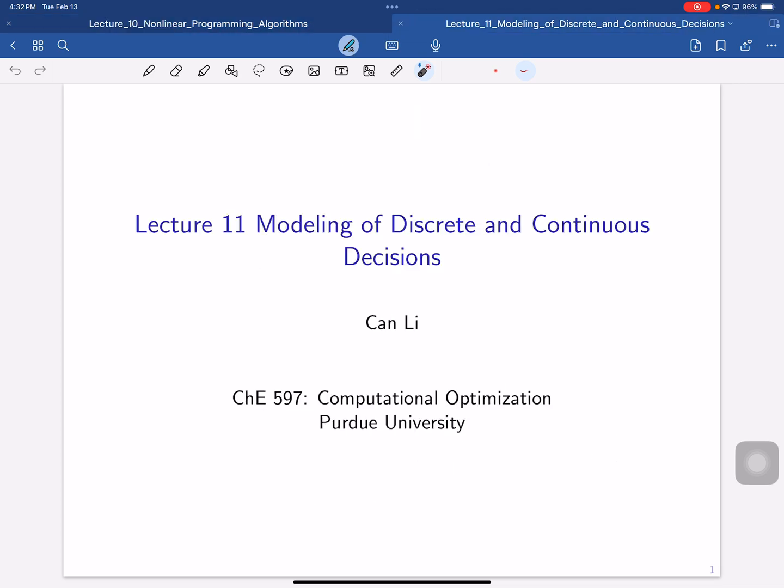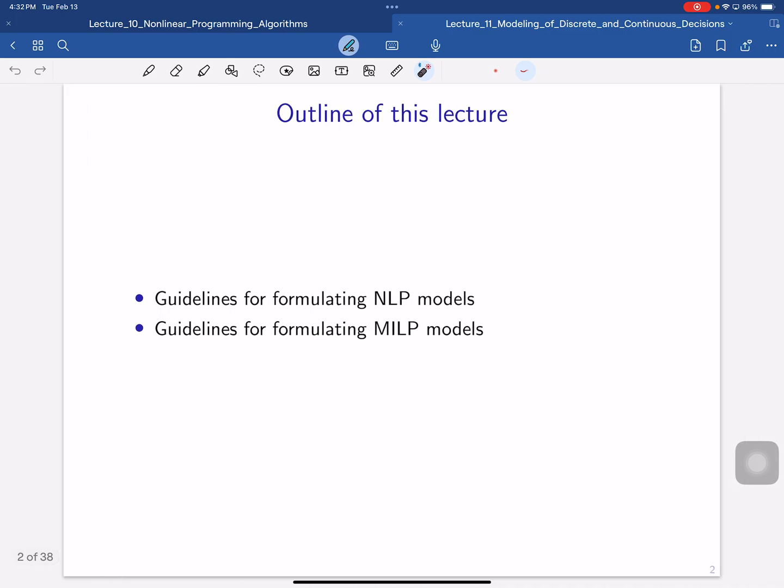Okay, so let's start a new lecture. We are going to talk about modeling of discrete and continuous decisions in lecture 11. So we will break this down into two parts. First part is on how do we formulate good nonlinear programming models, right? So that's the last thing we want to talk about for nonlinear programming. Then we will switch gears and talk about mixed integer linear programming and how do we formulate mixed integer linear programming models.